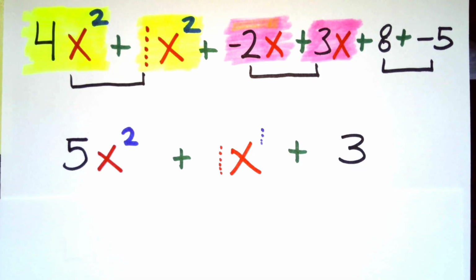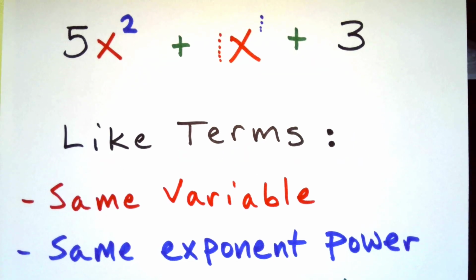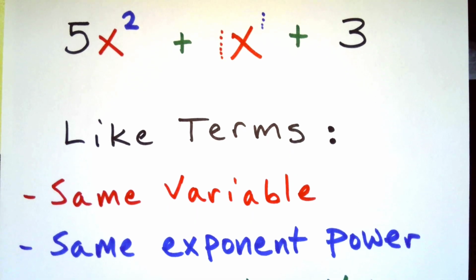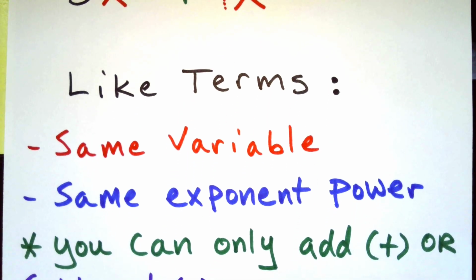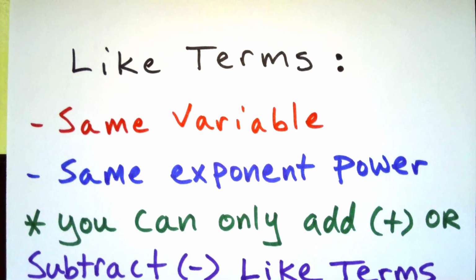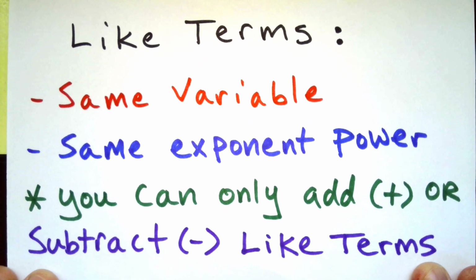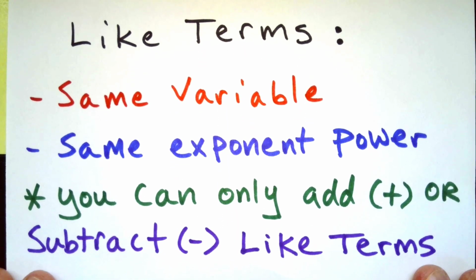That's all you're doing when you're adding these polynomials. You're simply putting like terms together and you're adding them. That's it. Remember, like terms, right? They have the same variable. They have the same exponential power. And again, you can only add or subtract like terms.